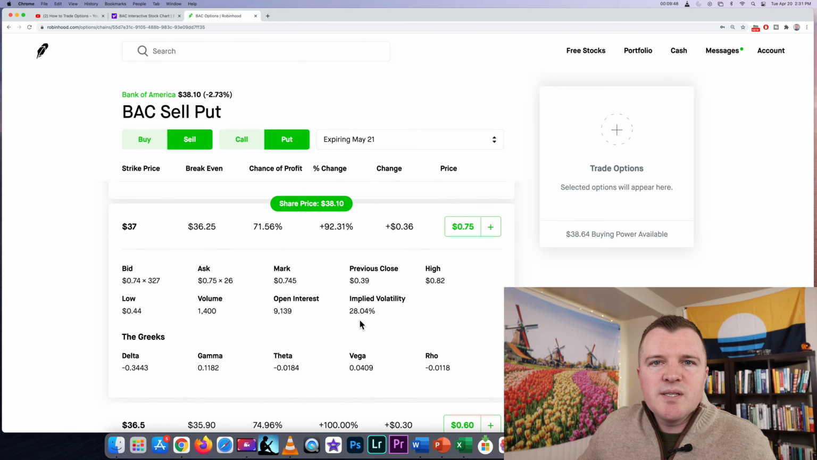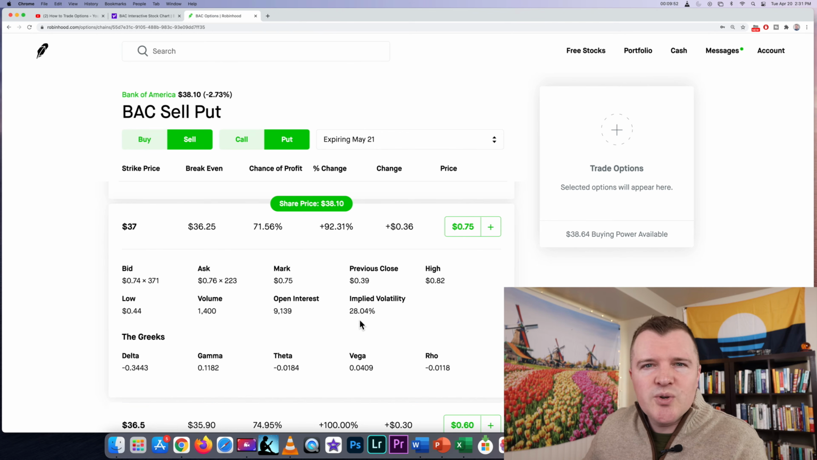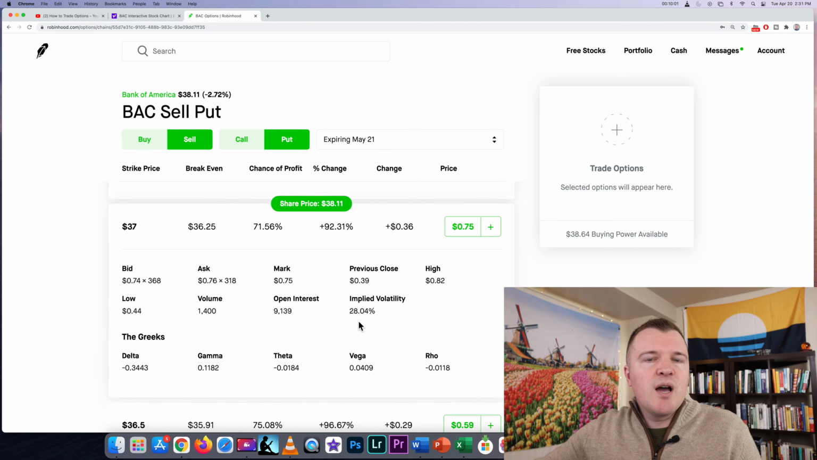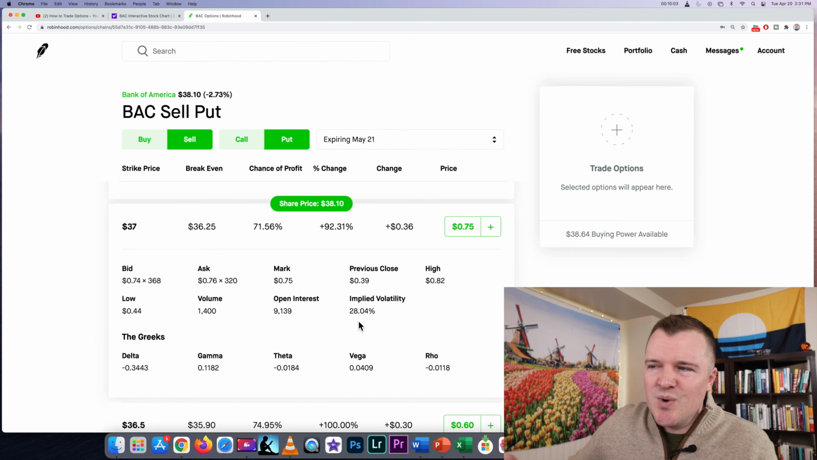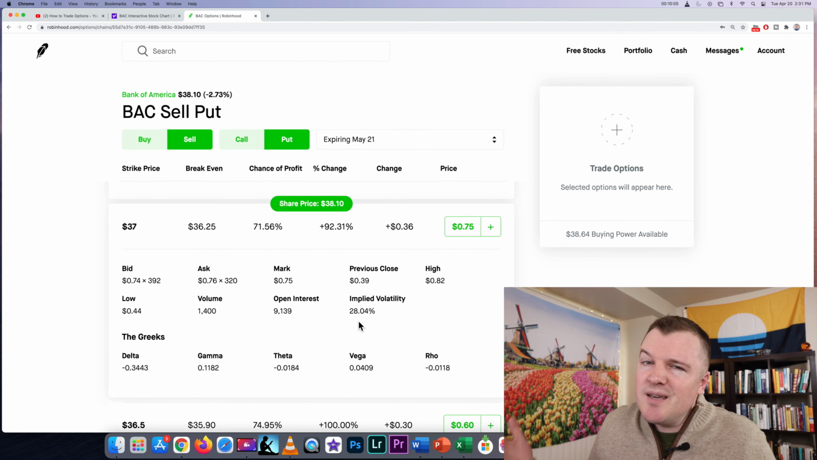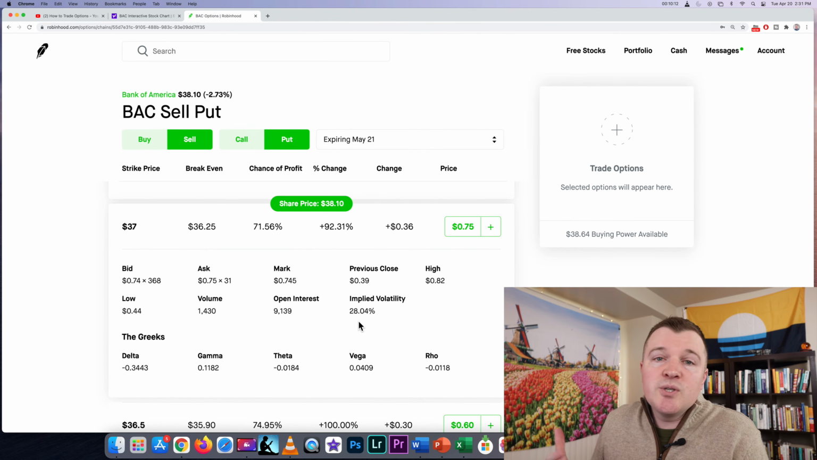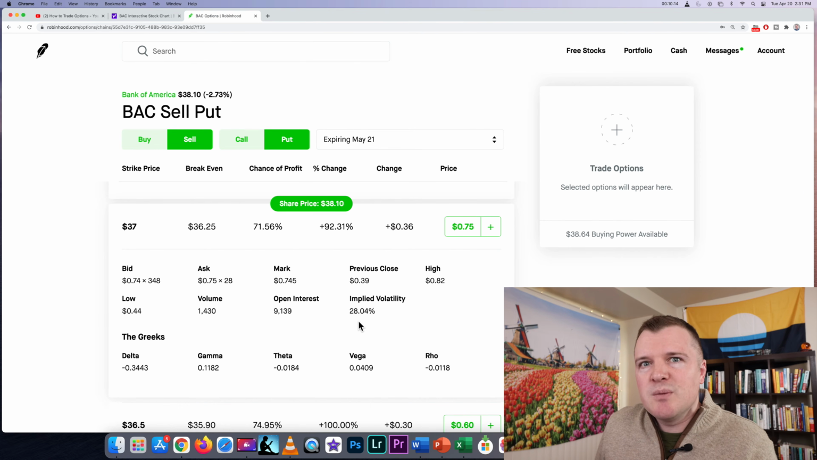Next thing you can reference is implied volatility, and this shows how volatile these option contracts have been recently. So currently, for the strike price of 37, IV is 28%. When you're the seller of option contracts, you want this to be higher. You want this to be 40, 50, 60% because you're getting more premium for selling this contract. You're assuming more risk that the share price can move around and you could be assigned.